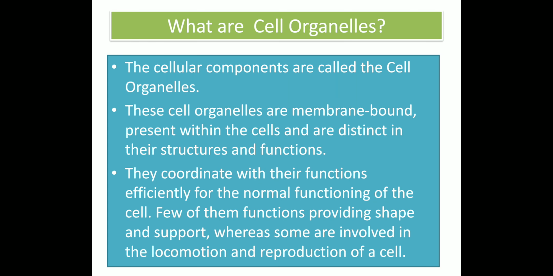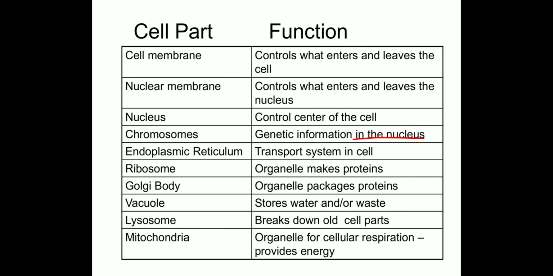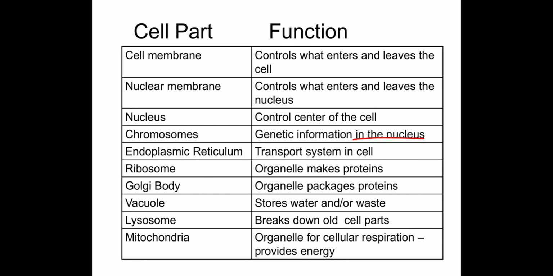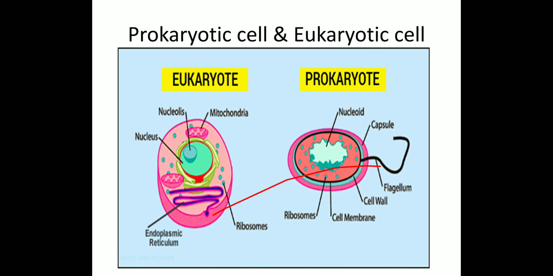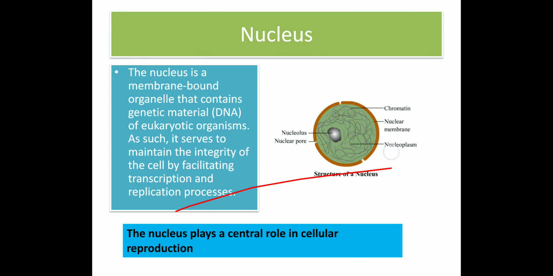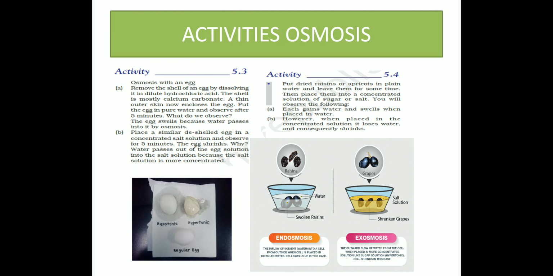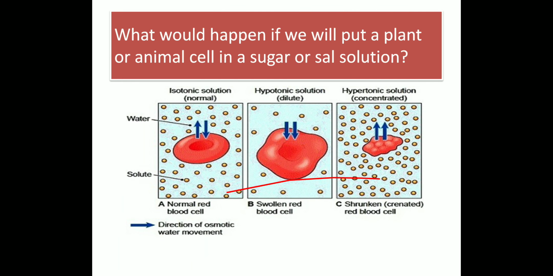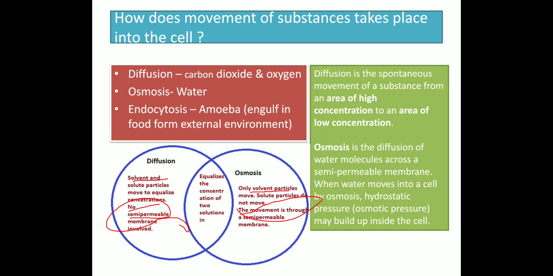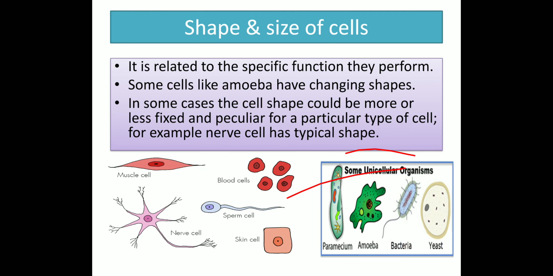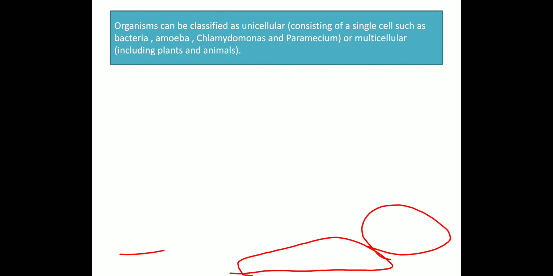We have discussed all about the cell organelles and their functions. We'll discuss in detail in the next video the mitochondria, lysosomes, Golgi bodies, and reticulum. We'll discuss the difference between prokaryotes and eukaryotes, chromosomes and chromatin, nucleus, cytoplasm, the importance of the cell wall, the different activities of osmosis, the different types of solution, hypotonic and isotonic solutions, and also the diffusion process, which is important for the movement of substances in the cell, the plasma membrane, the structure of the cell, the shape and size of the cells, and different types of cells.